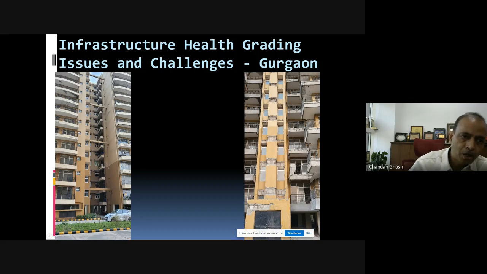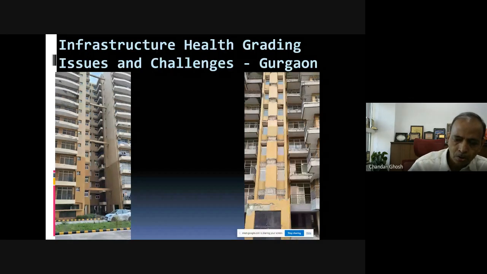So, infrastructure health grading issues and challenges in Gurgaon. This has become a hot issue, when the residents of these flats were given a notice to leave because they are unsafe, to leave all these spaces that are occupied by them. Occupied means they are the owners. 200 flat owners have been told that all these 7 towers, here you see 2 towers, are unfit for living. That is why they are asked to vacate within 15 days.